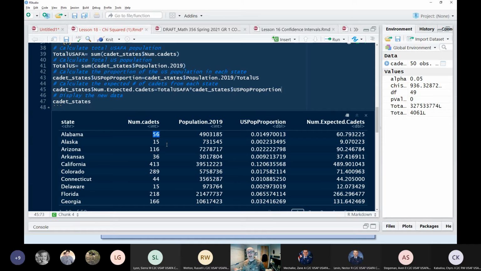The expected number of cadets was not too far off from the actual number of cadets from Alabama, right? And so we calculated that for all of them as part of our prepare step. We're not going to use them yet, but we will in a calculator. So any questions about how we calculated these 2 columns and what they represent?